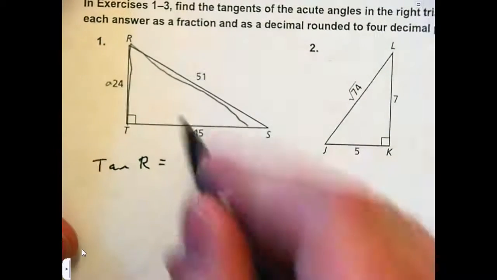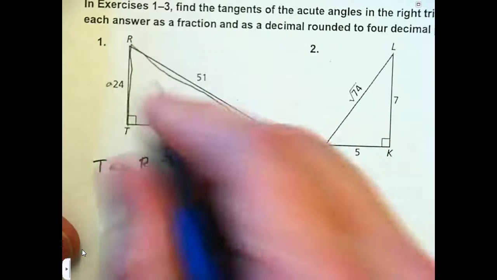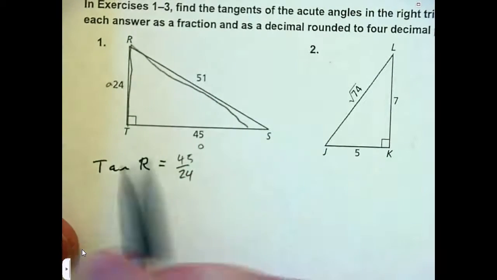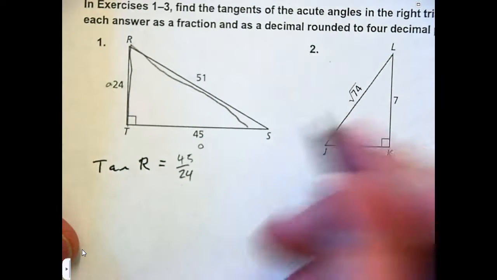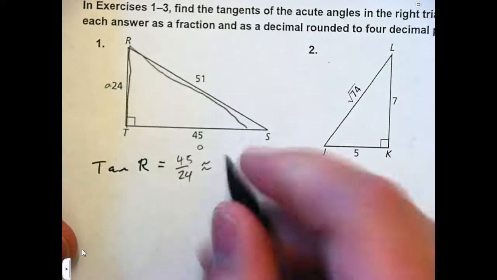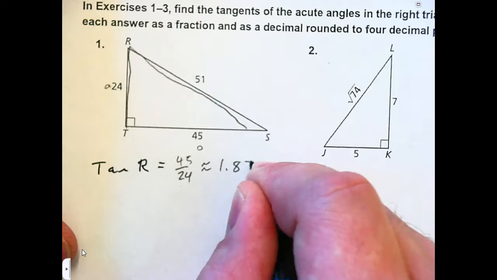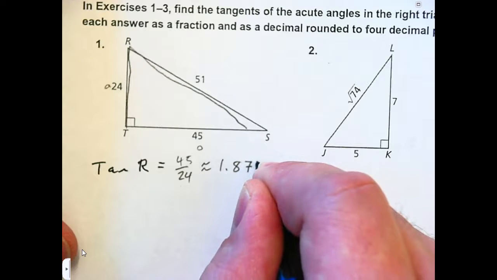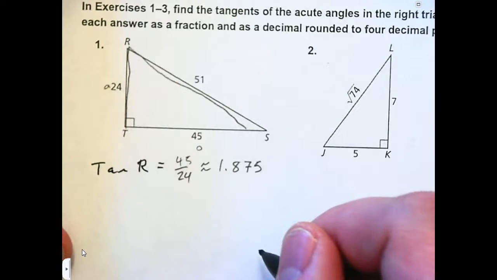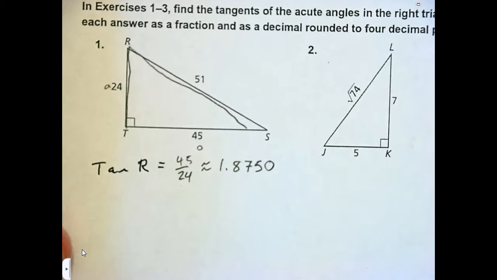If I'm dealing with R, the opposite is 45 and the adjacent is 24. There's fraction form: tangent R is equal to 45/24. Decimal form, if I round to 4 decimal places, is 1.875. That's 3 decimals, and if there's no more, you put the 0 on. Yep, 4 decimals. Good.